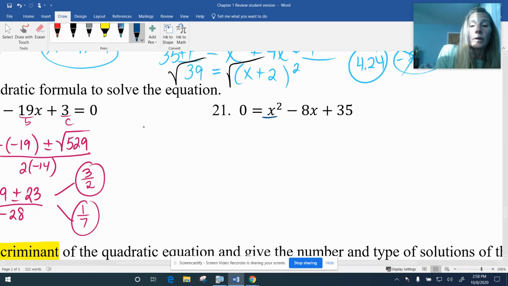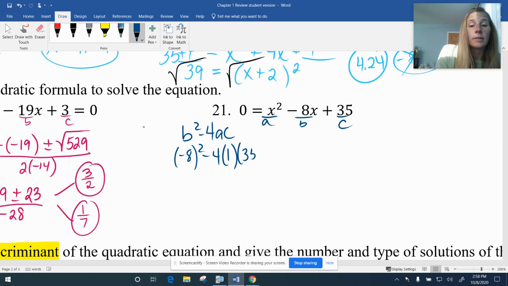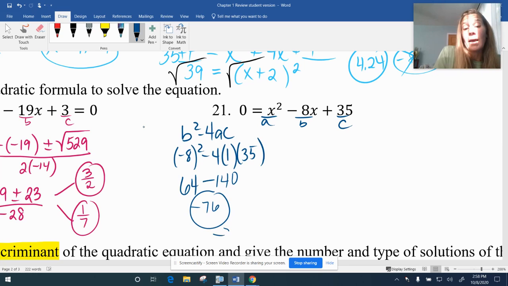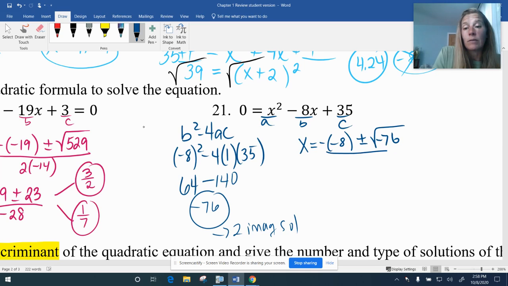we are going to, again, A, B, and C. I would encourage you to do your discriminant first. So negative 8 squared minus 4 times A times C. So 64, and this is going to be minus, I believe it's 140. And you're going to end up with a negative 76. This tells me I'm going to have two imaginary solutions, right? So I'm already kind of knowing what to expect here. So x equals negative b plus or minus the square root of negative 76 over 2 times a.